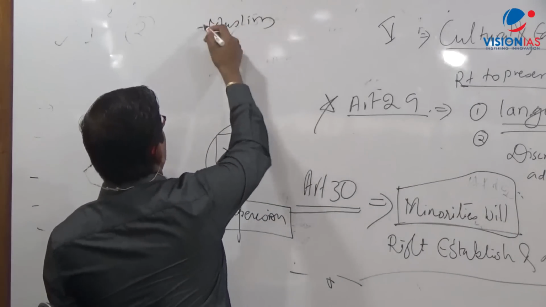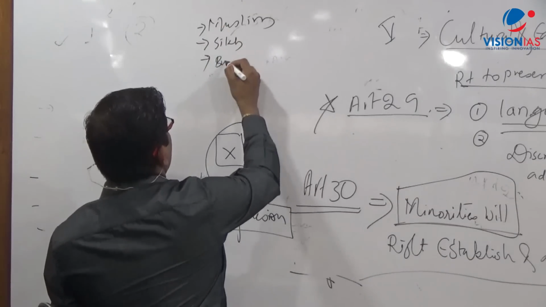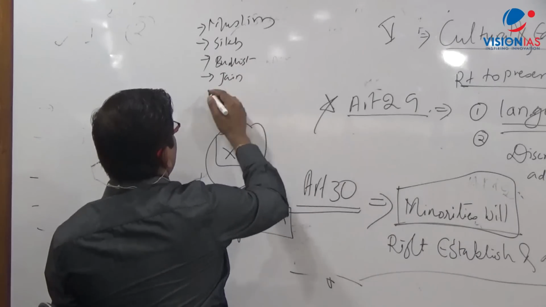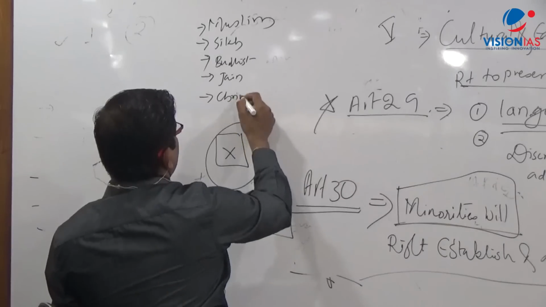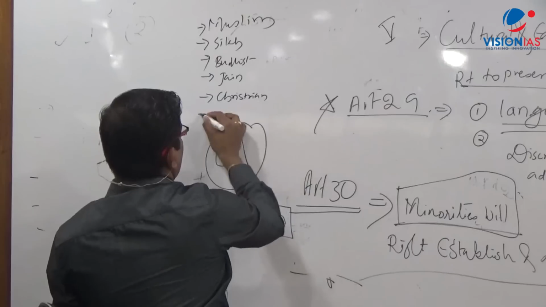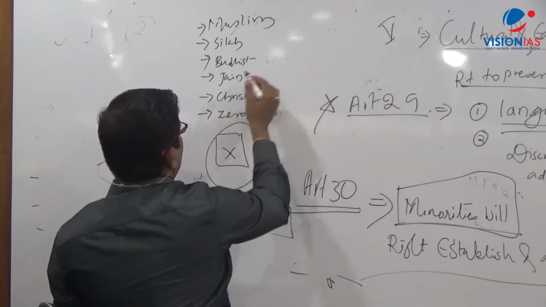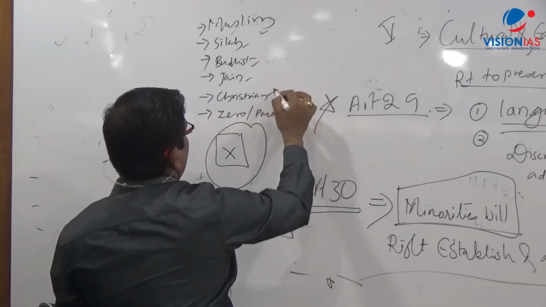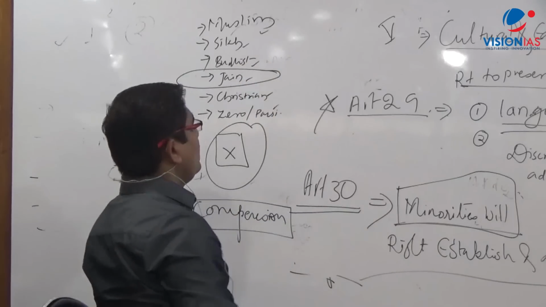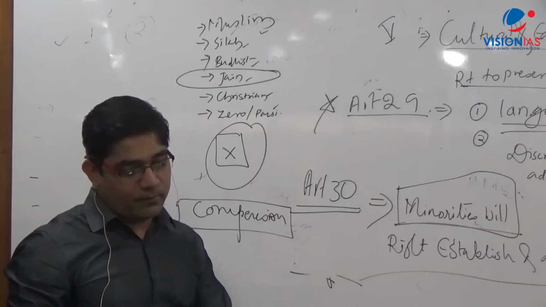Muslims, Sikh, then Buddhist, Jain, Christian, and Zoroastrian or Parsi. Now this is 1, 2, 3, 4, 5, 6. Recent addition is Jain. Now who is asking for minority status? What about Jews?